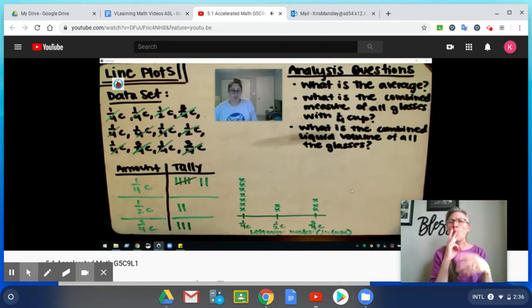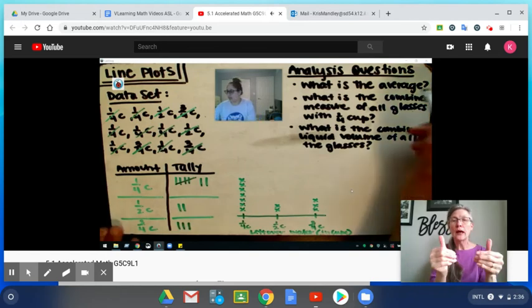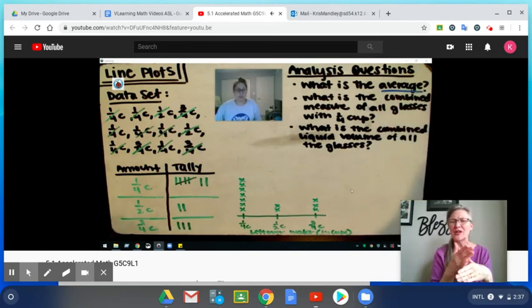My second question is, what is the combined measure of all of the glasses with 1/4 cup? And lastly, what is the combined liquid volume of all of the glasses? So let's work through these questions slowly. Let's start with the average, right? How do we find the average?